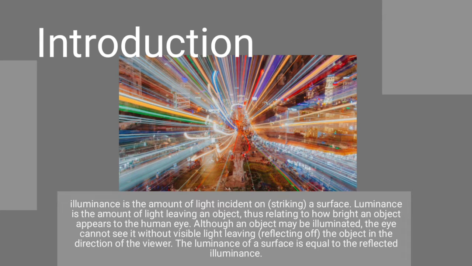Introduction. Illuminance is the amount of light incident on a surface. Luminance is the amount of light leaving an object, thus relating to how bright an object appears to the human eye. Although an object may be illuminated, the eye cannot see it without visible light leaving the subject in the direction of the viewer. The luminance of a surface is equal to the reflected illuminance.